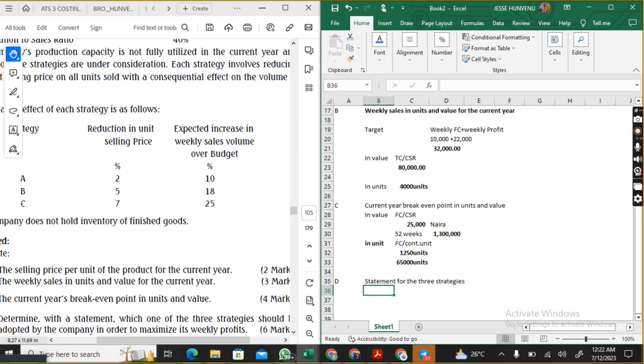Now, for strategy A, what do we have? We are looking at something very important here for strategies A and B. Let's make it a table, because it's something that we need. Strategy A, strategy B, strategy C.